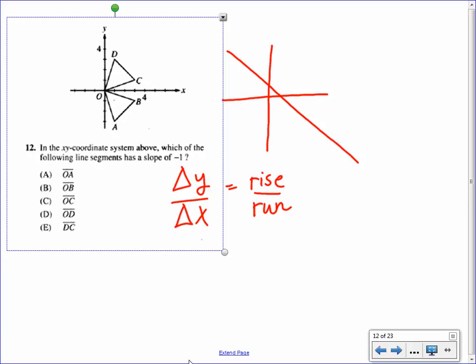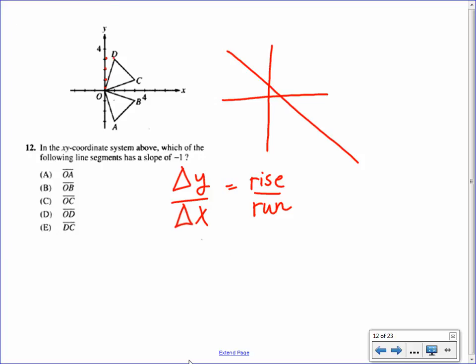So OD is going up 3 over 1. That would be a positive slope because the change in the y would be from 0, 0 to 1, 3. So the change in y over change in x would be 3 over 1. And so we can get rid of OD. And so now you've seen one that we can get rid of.